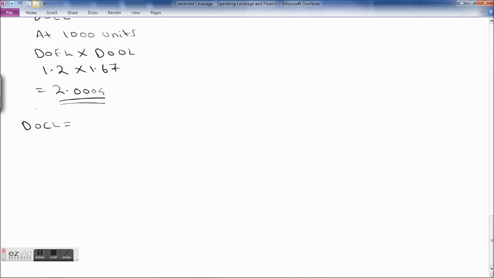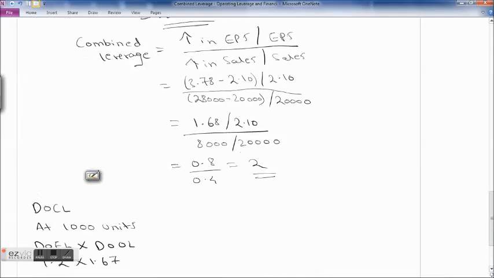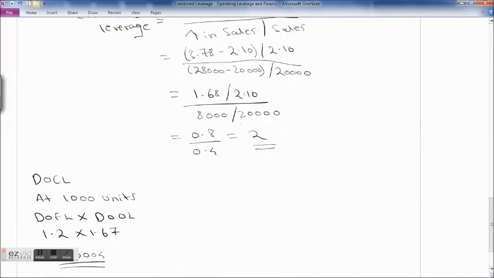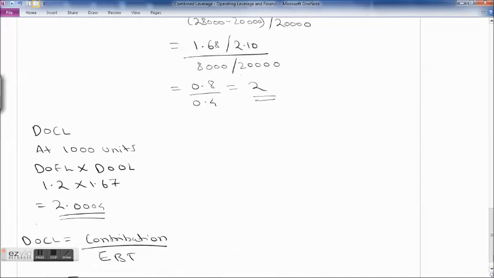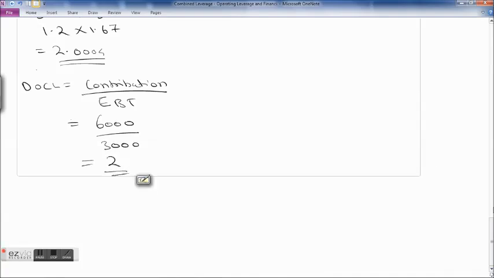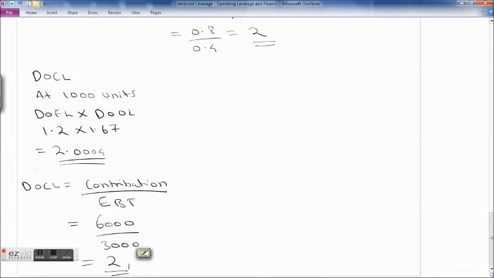Okay, now we'll calculate degree of combined leverage using the formula. What is the formula? Contribution upon earning before tax. So how much is the contribution at 1000 units? 6,000. And how much is the earning before tax? 3,000. So 6,000 divided by 3,000, so that again comes to 2, right?